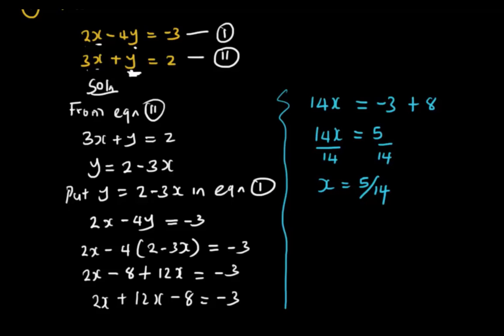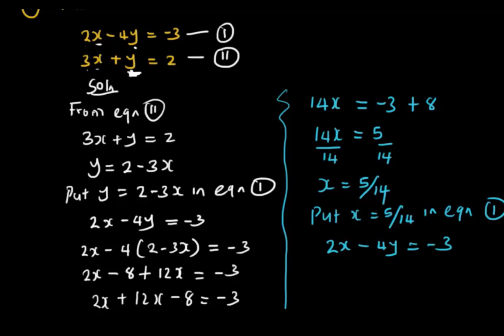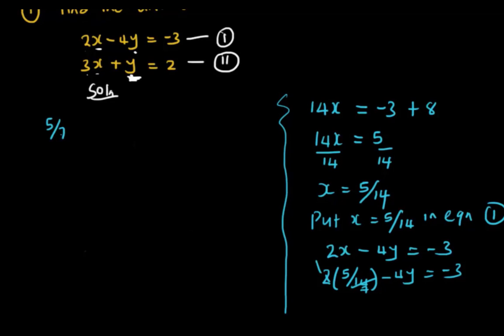Now this is my x. I have to find y. So I put x equals 5 over 14 in either equation. So I can put it in equation 1. So I'll write equation 1, 2x minus 4y equals minus 3. Anywhere I see x, I call it 5 over 14. So I'll be having 2 into bracket 5 over 14 minus 4y equals minus 3. Now remember, bracket means times. So 2 here 1, 2 here 7. So I'm left with 5 over 7 minus 4y equals minus 3.